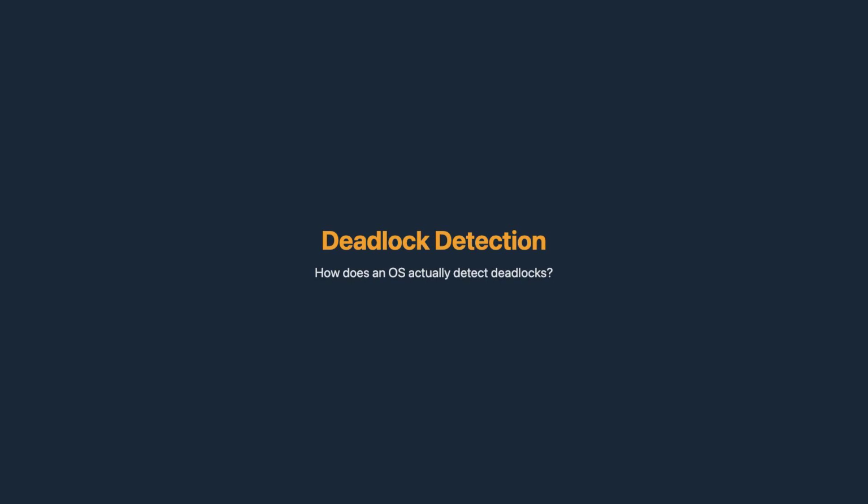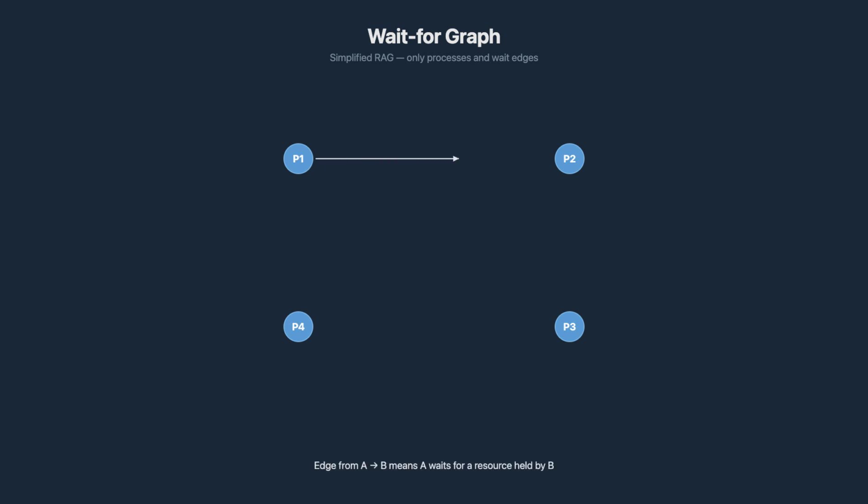So how does an operating system actually detect deadlocks? The answer is a wait-for graph. This is a simplified version of the resource allocation graph we just saw. Instead of showing resources explicitly, we only show processes and draw an edge from process A to process B if A is waiting for a resource held by B.